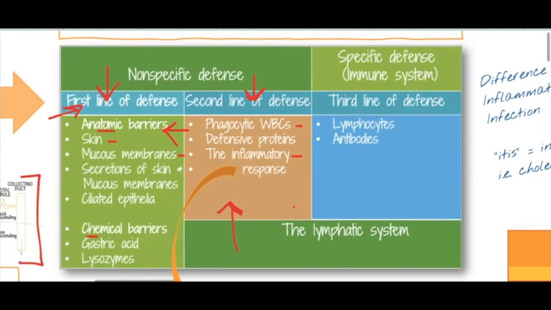This is where we're going to spend most of our time reviewing today, because this other stuff is pretty simple and fairly quick. So just to go over this quickly, the third line of defense is where we get specific. This is where our white blood cells are creating antibodies that are specific to a pathogen that has broken through this barrier here.